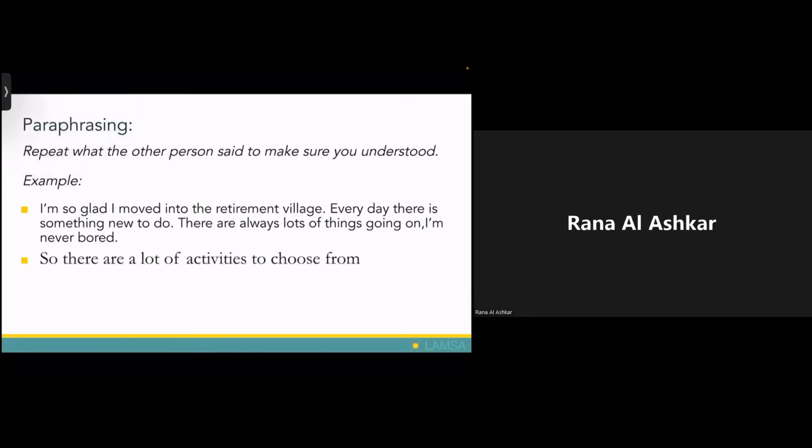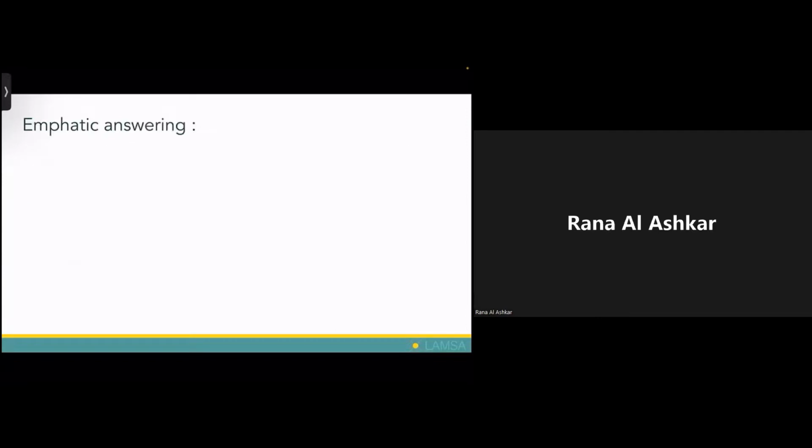And this shows that I understood what the person is saying. But this is not adding anything from my own imagination of what I felt. It's just what he said, but in other words. While empathetic answering is telling the person what he is truly feeling behind this communication, behind this conversation.